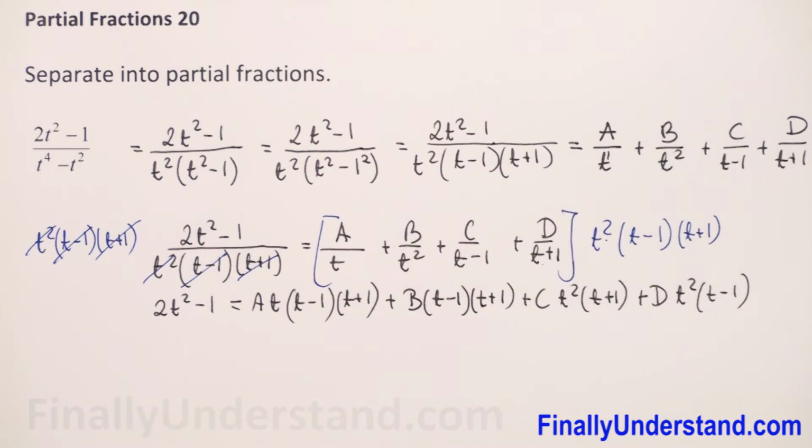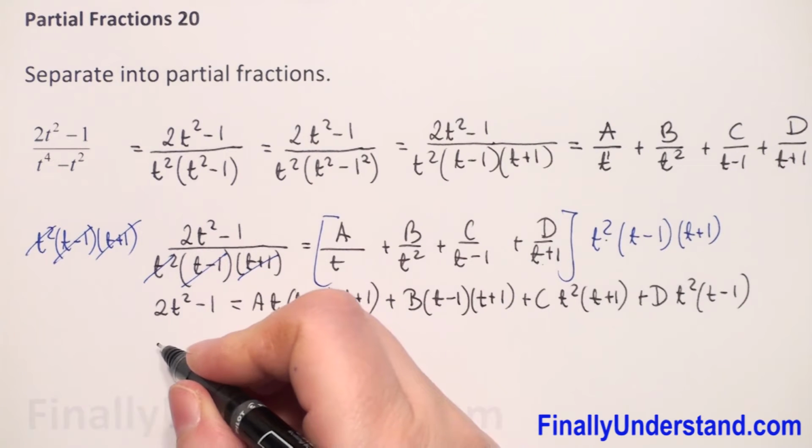So now we have to find A, B, C, and D, because in this example we have here t squared, so it will not be enough when we substitute t by 1 and t by negative 1 and t by 0. We have to do multiplication. So let's solve this problem by a different method, by equating coefficients.